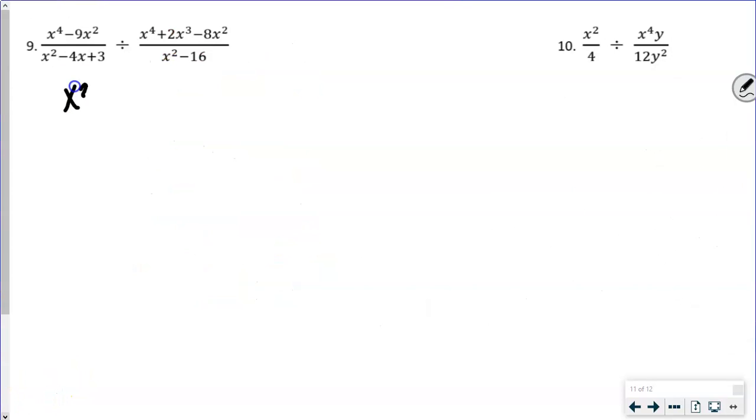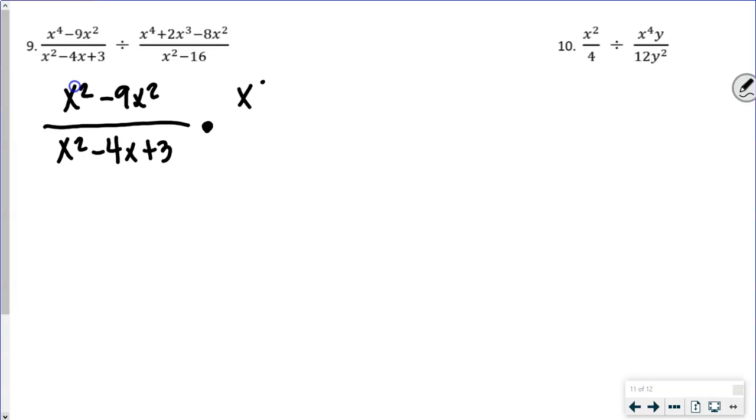So number 9, so keep, change, flip, right? So we got our x squared minus 9x squared over x squared minus 4x plus 3. Change the sign to multiplication. Now we got an x squared minus 16 over x to the fourth plus 2x to the third minus 8x squared. Okay, now we've got to simplify these, okay? Wait, that was a fourth over there, y'all. I don't know how I wrote squared there, but let me fix that. It should have been a fourth right there.